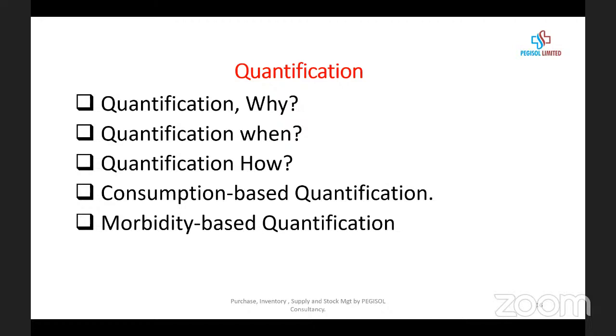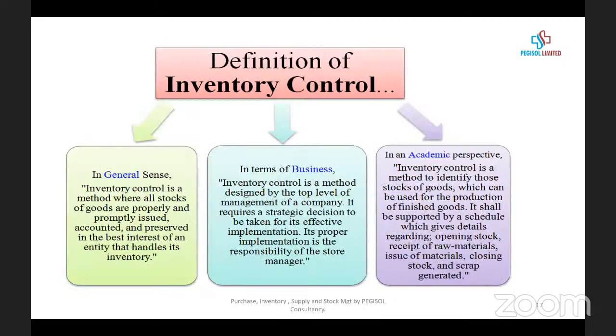Then what is morbidity-based quantification? Let's say, for example, there's a prevalence of a particular disease at that particular time. You could quantify based on that season, based on that disease at that particular time. Let's say in the time of COVID, or now checking pulse and the rest. So your quantification could be based on that aspect. That's morbidity-based quantification. Next, we look at inventory control. In a general sense, when we talk about inventory control, it's a method where all stocks of goods are properly and promptly issued.